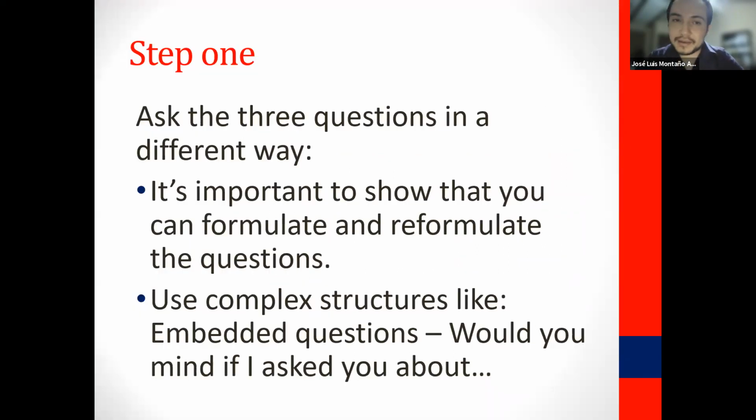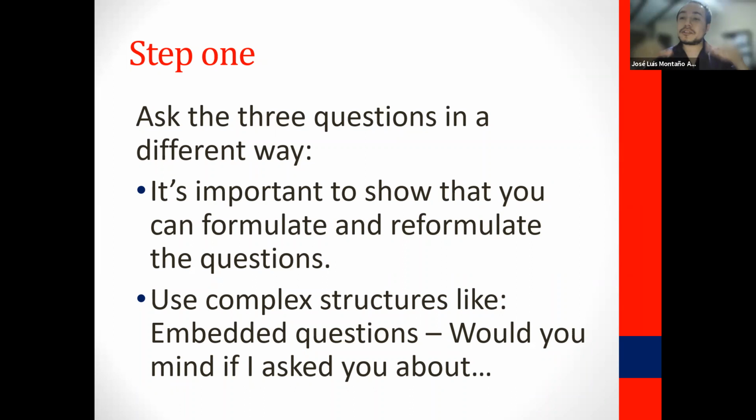Please, Carolina, help me out by reading step number 1. Step 1. Ask the 3 questions in a different way. First, it is important to show that you can formulate and reformulate the questions. And second, use complex structures like embedded questions. Would you mind if I ask you about? Thank you very much, Carolina.